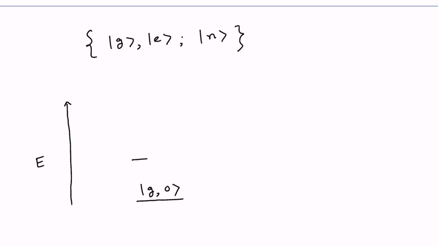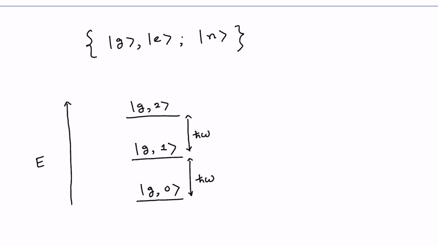Then we can put a quanta in the field mode, then we are going to get the excited energy state here, and this difference between the energy levels is going to be h bar omega. Then if we put another quanta in the field mode, keeping the atom in the ground state, we are going to have this energy level, and this difference is also going to be h bar omega. So basically we are going to get a harmonic oscillator ladder.